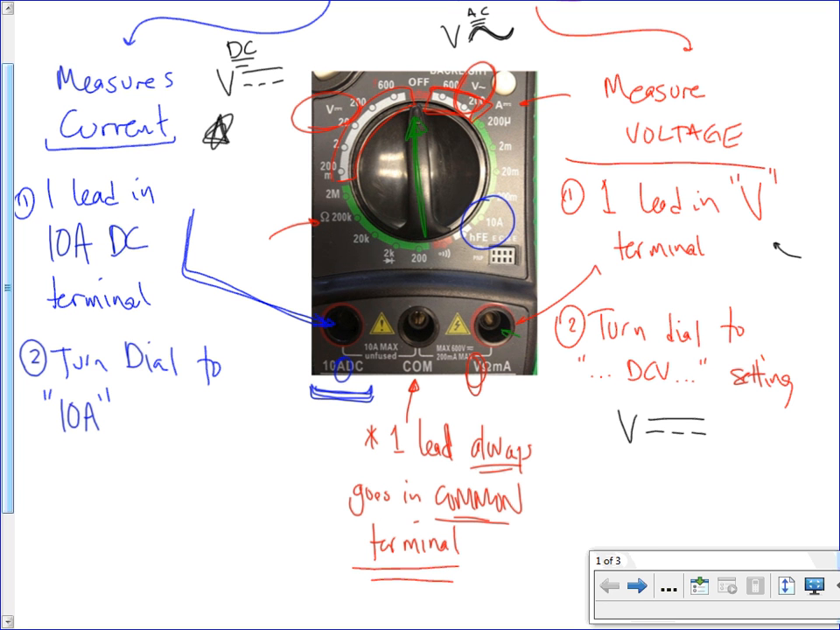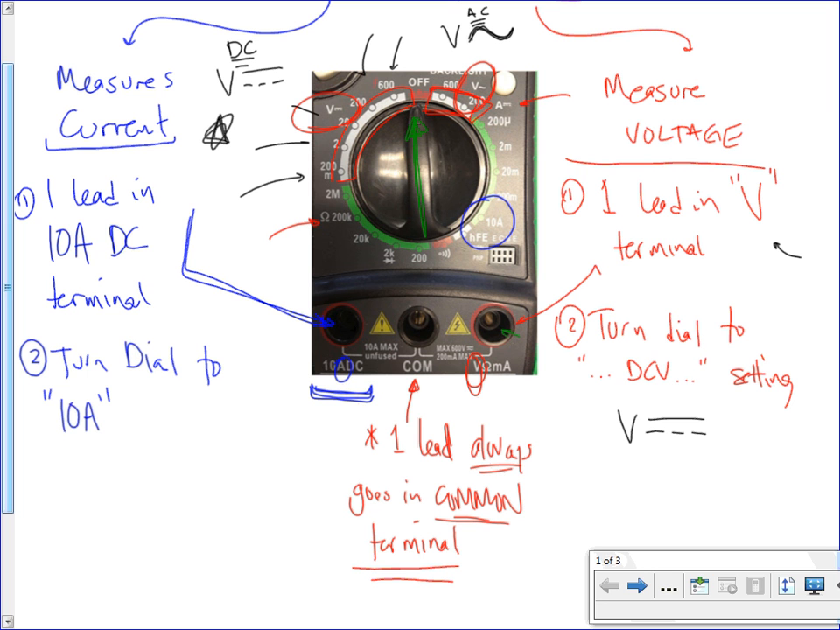Now why all these different numbers? For example, 200 M, 220, 200, 600. Well, what that does is identify the maximum value that could be measured.